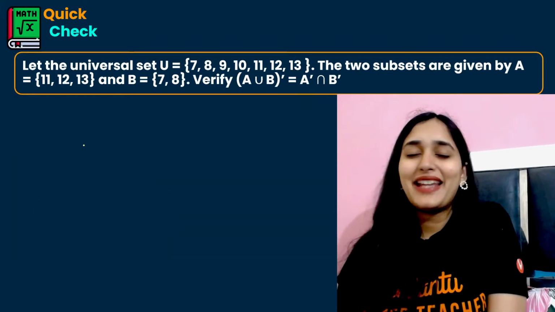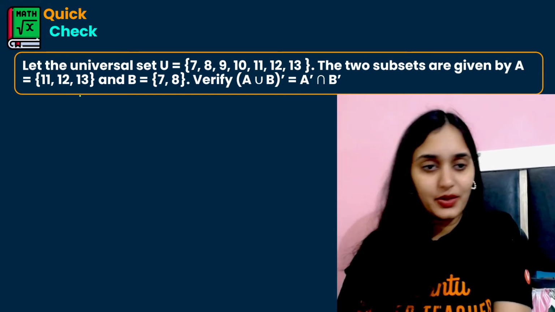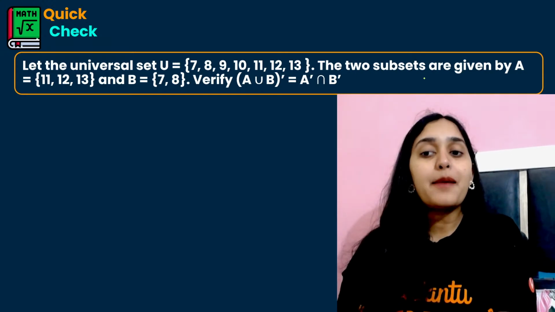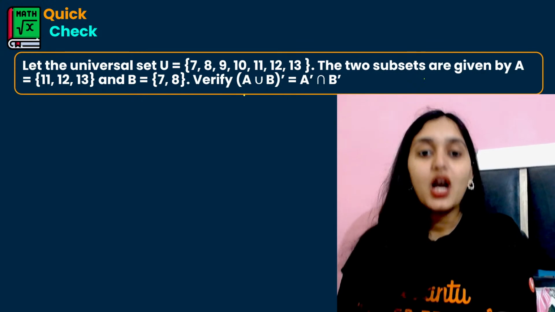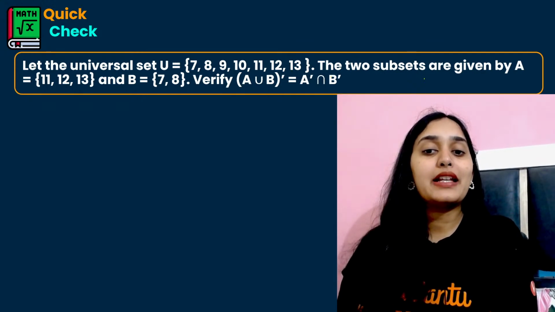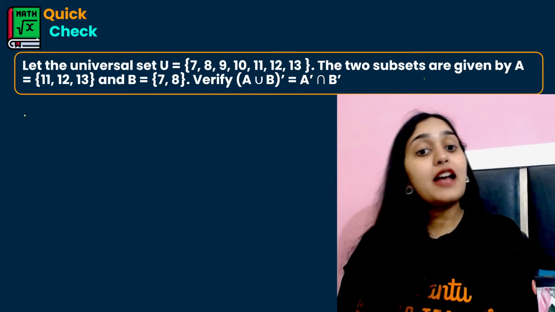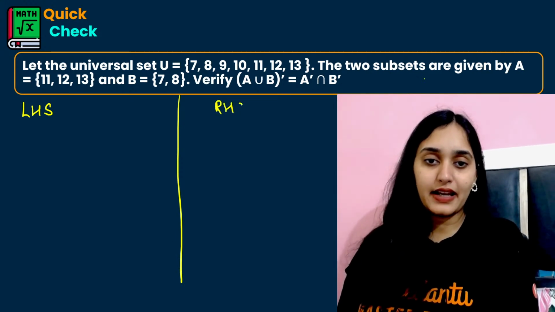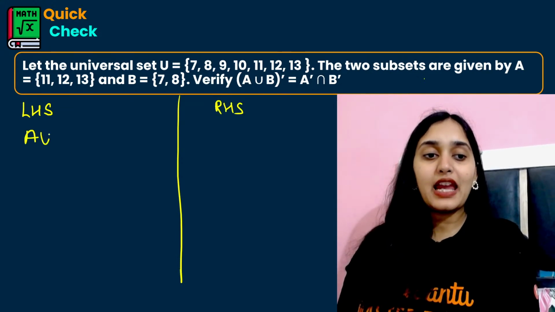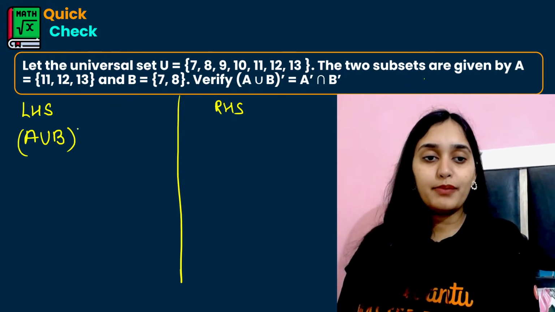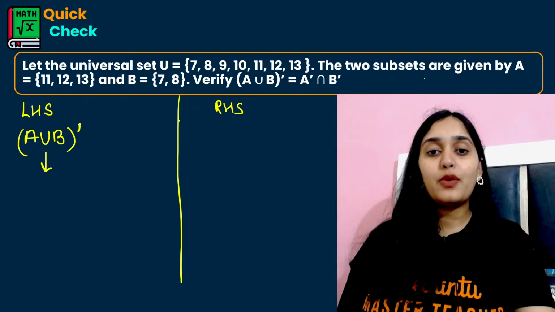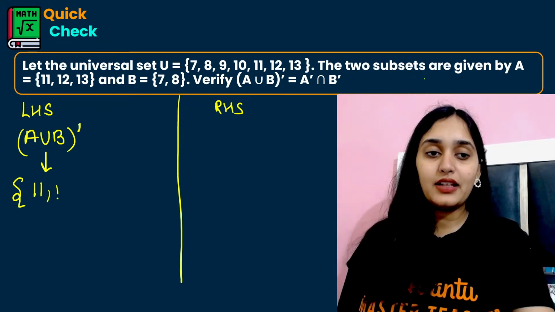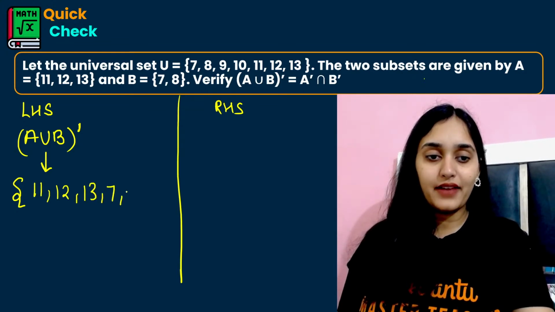Let's verify this with the help of an example also. We are doing questions. Let the universal set be this. The two subsets given by A and B. Verify A union B complement is A complement intersection B complement. First of all, left hand side and we have right hand side. Left hand side we have A union B complement. What is A union B? Quickly tell me. What is A union B? A union B is 11, 12, 13, 7, 8.